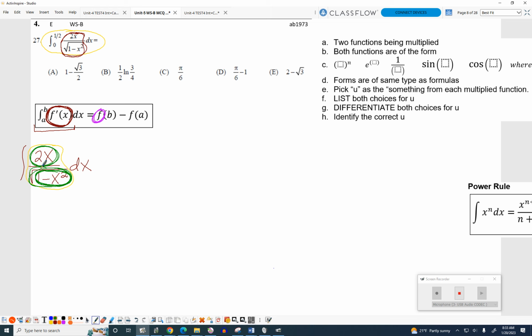Like before I do anything, I'm looking for a little connection somewhere. So I see that the derivative of this is almost exactly the same as this. So I'm like, oh, that means my choice of u is probably going to be that right there. That's likely my choice of u.